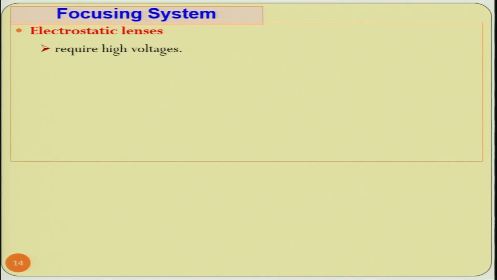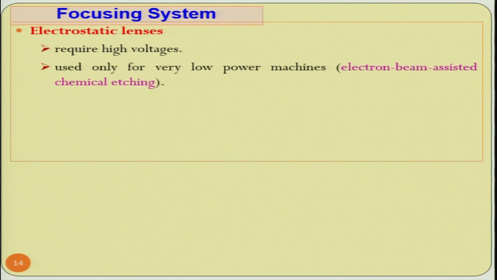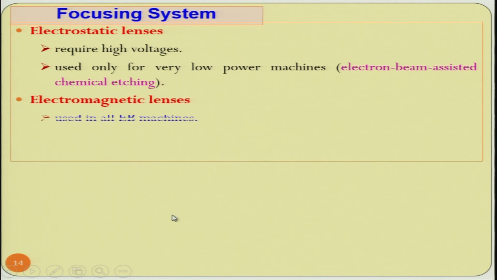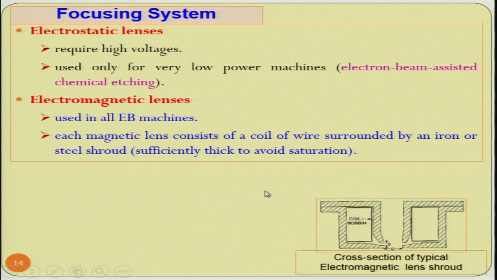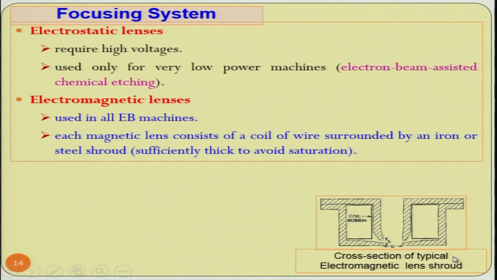Electrostatic lenses require very high voltage. They are used only for very low power machines. You can use this one for electron beam assisted chemical etching purposes. Then you have the electromagnetic lenses, which are used in all electron beam machining machines. Each magnetic lens consists of a coil of wire surrounded by an iron or steel shroud, sufficiently thick to avoid saturation. As you can see over here, this is a cross section of a typical electromagnetic lens shroud. You can see this is the coil, and these are the cross sections of it.